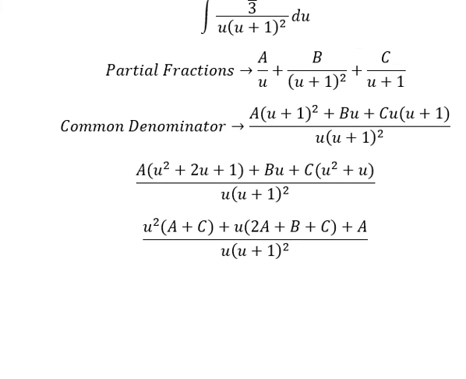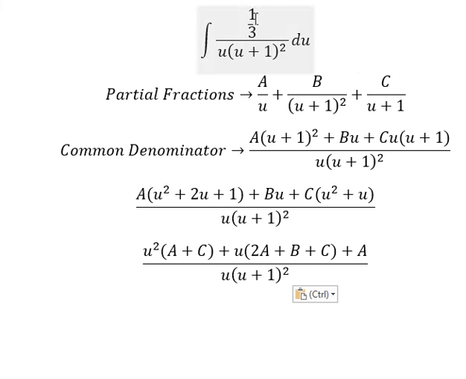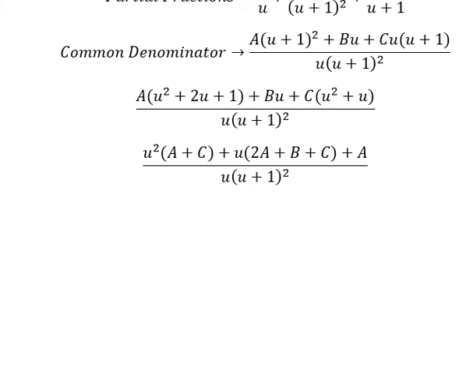So if we look carefully, we only have 1 over 3. So capital A equals 1 over 3. We don't have u and u squared in here, so this one equals 0. And this one equals 0. And now we create the system of equations.